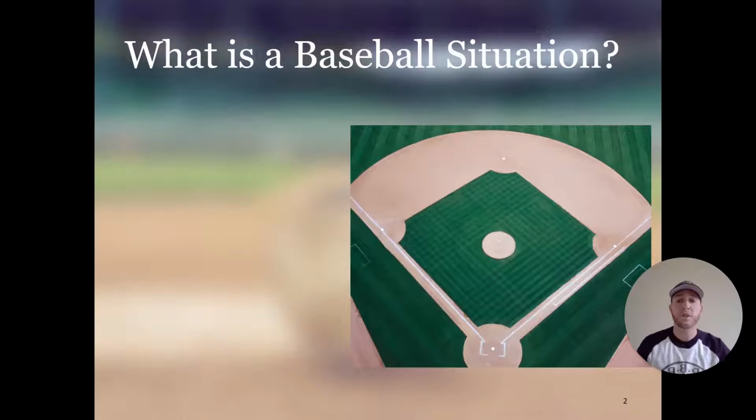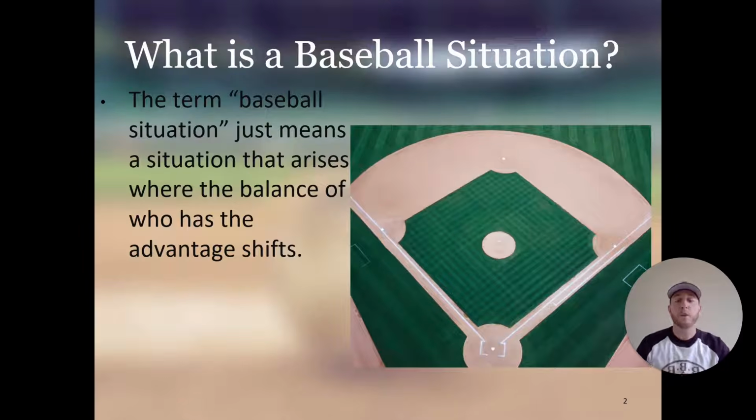What is a baseball situation? The term baseball situation to me just means a situation that arises in the game where the balance of who has the advantage shifts. So in most situations, mostly in the beginning of the innings, there's no advantage on either side. The offense doesn't have the advantage and the defense doesn't have the advantage.